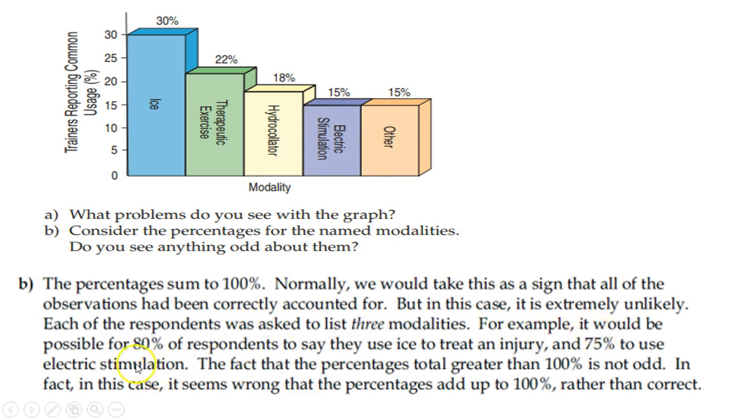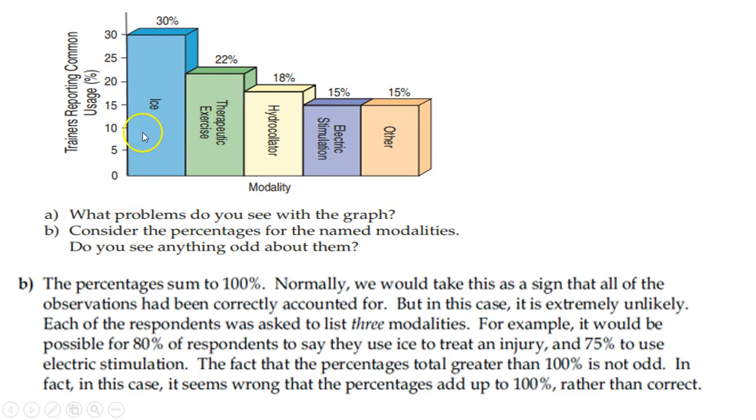So, for example, it will be possible for 80% of the respondents to say they use ice to treat an injury and 75% to use that. The fact that these add up to 100, right? Remember, they had 3 different responses. These could be much higher than that. You would think most people, when they were taking it, would just say, yeah, ice. They use ice. You're saying only 30% of anyone responded ice, and they listed 3 different things.